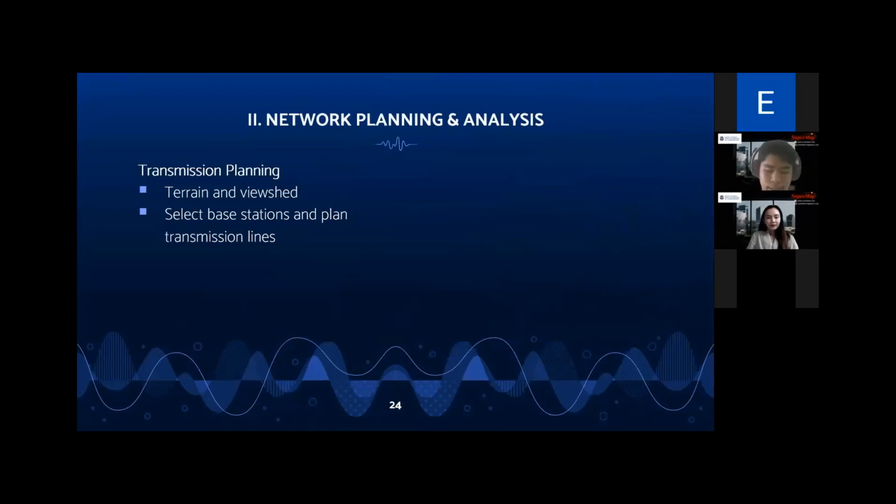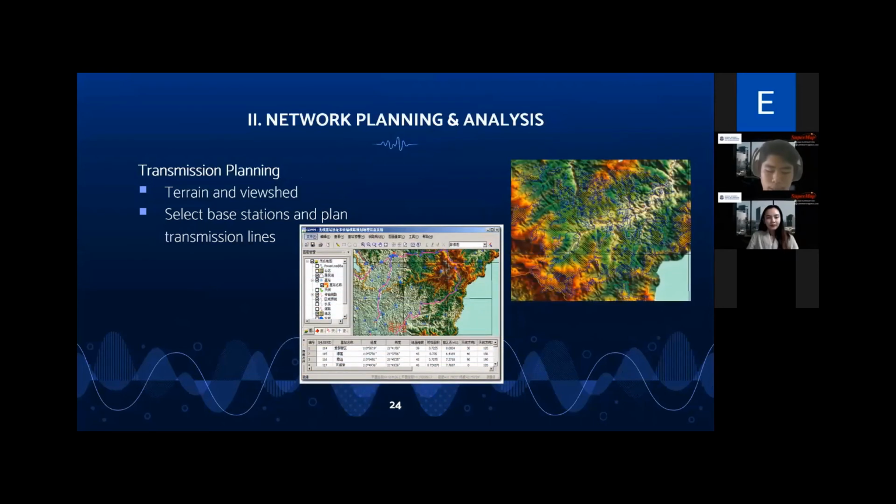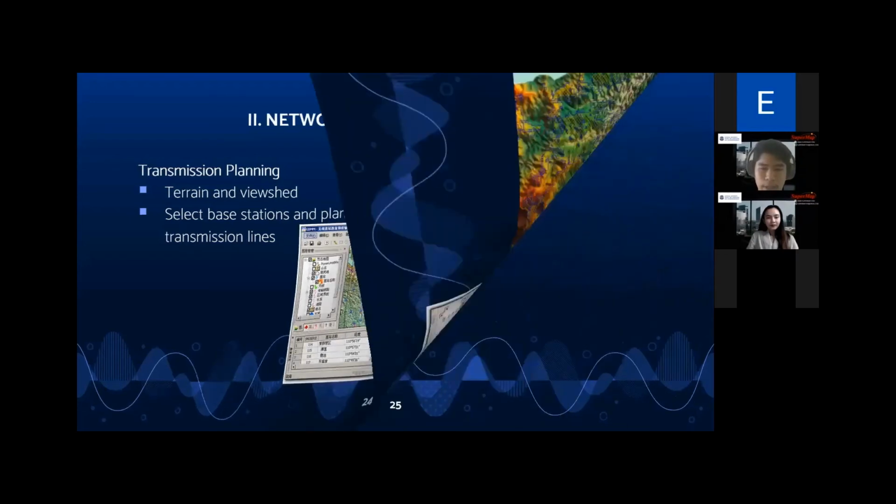Another analysis is transmission planning. This involves the use of viewsheds from terrain data to predict signal coverage from possible base point locations and planning the needed transmission lines for each selected location. The photos shown here show the predicted coverage of the planned base station, as well as the terrain data and planned transmission lines for it.